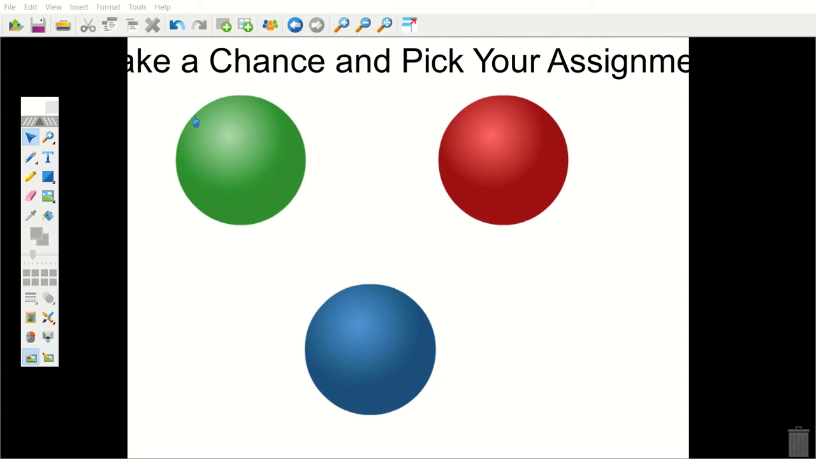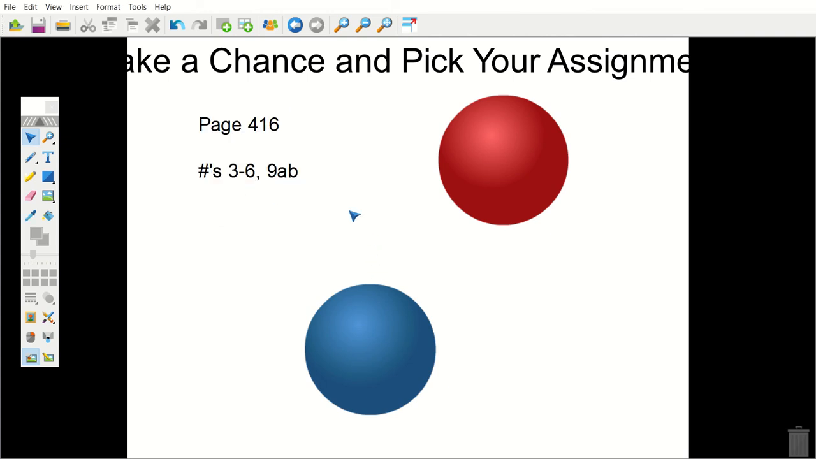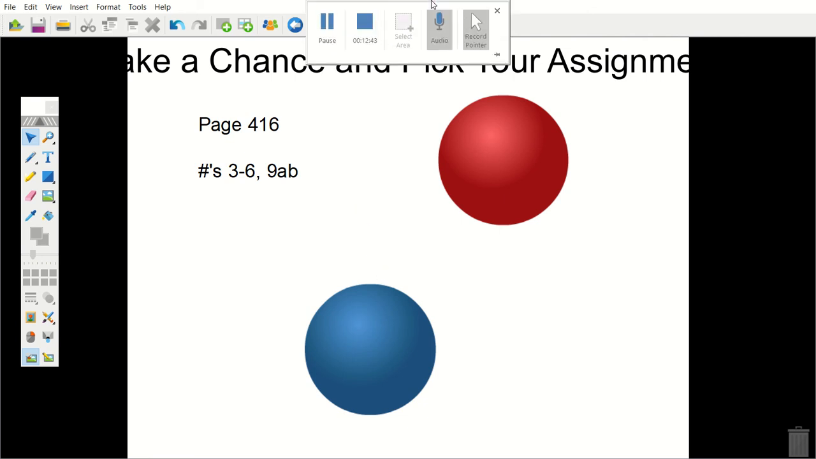Now our assignment today. I feel like we used blue at the start, we used a little bit of red coloring, so we didn't use green, so let's pick it by chance, take a chance, we're going to do green. Your assignment today is page 416, numbers 3 to 6, and 9, only A and only B on number 9.